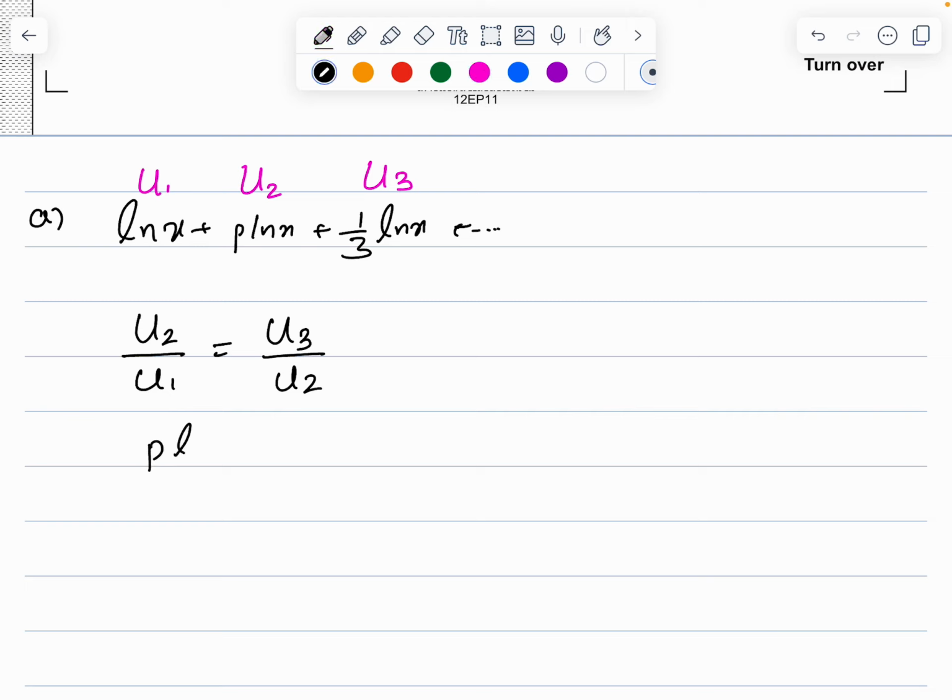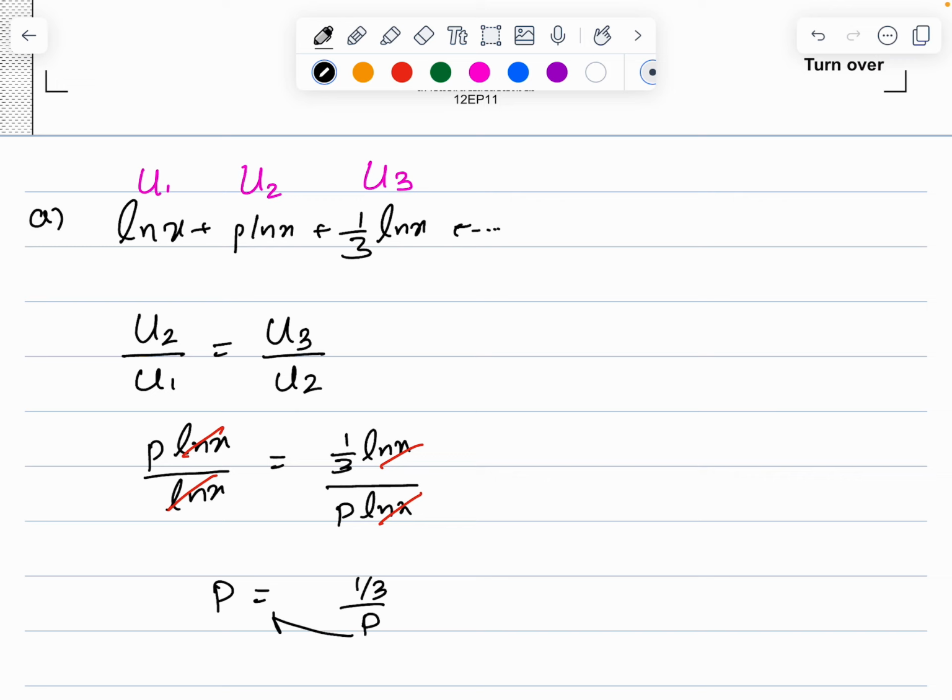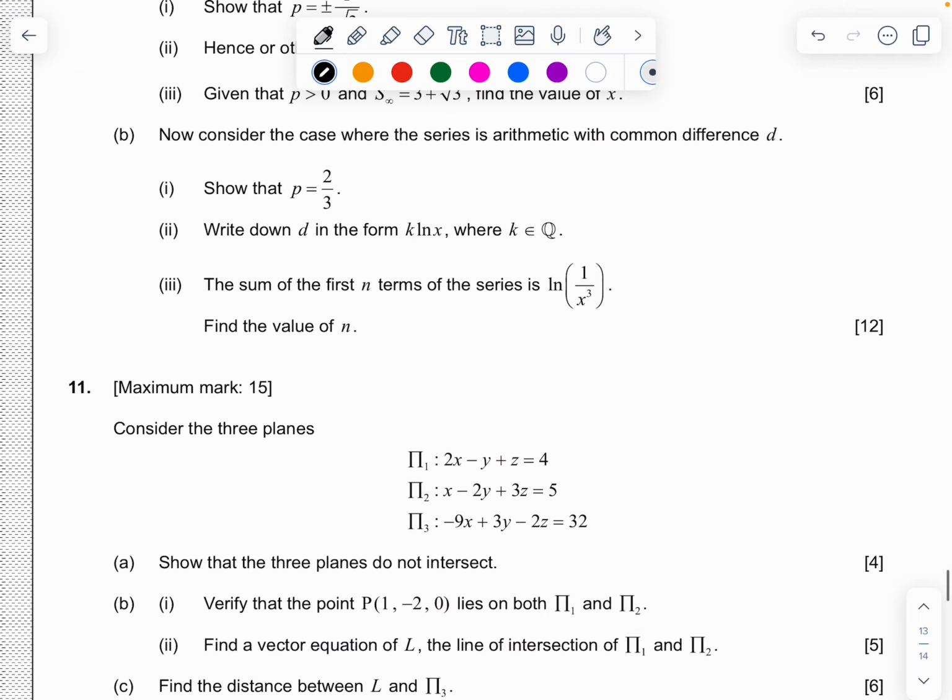So p ln x upon ln x should equal 1 upon 3 ln x upon p ln x. We can see that the ln x terms cancel. So p equals 1 upon 3 upon p. Cross multiplication, so I get p square equals 1 upon 3. p equals plus or minus 1 upon square root 3. That is the first part of the question.